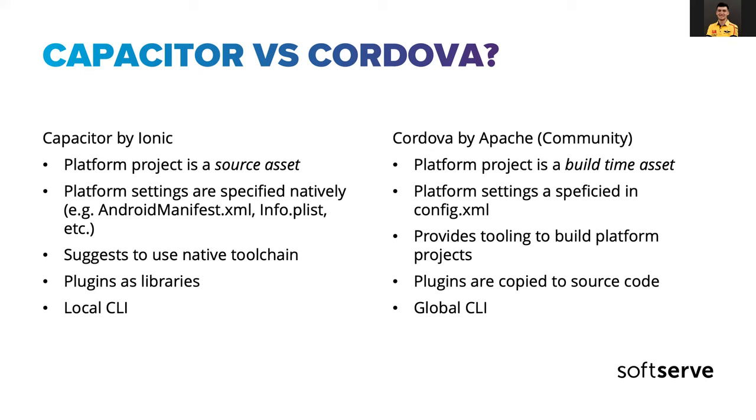Another difference is that plugins in Capacitor are consumed as libraries. On the iOS side, they are consumed like CocoaPods. On the Android side, they are consumed as Android libraries. In Cordova, most plugins are just copied into the source code, the code is generated, and then built. So there can be some namespace configs and other things that can also have issues there.